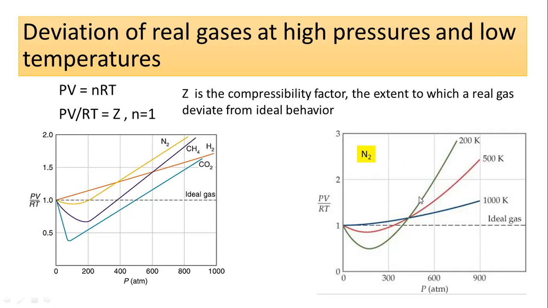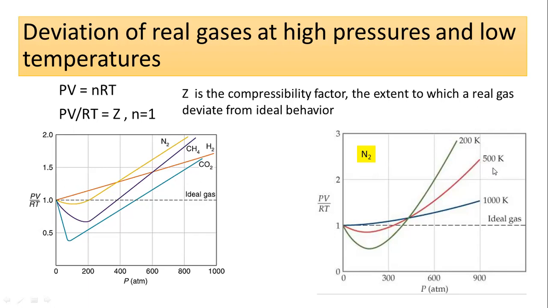Now look at the other variable. Same is written over here. So I am taking the example of nitrogen. This is the graph for nitrogen. I have taken this graph. So now this is the same axis, PV divided by RT versus the pressure. So what is changed from this graph to this graph? I have taken only nitrogen, but the nitrogen is treated at different temperatures.